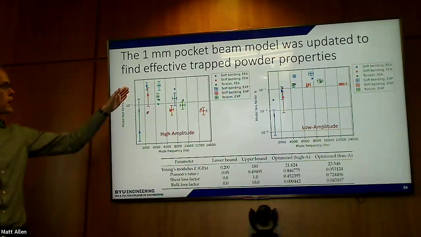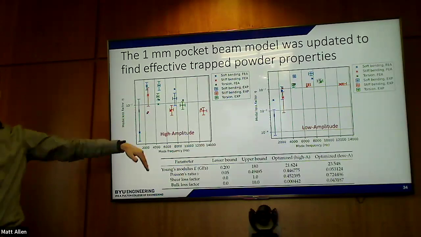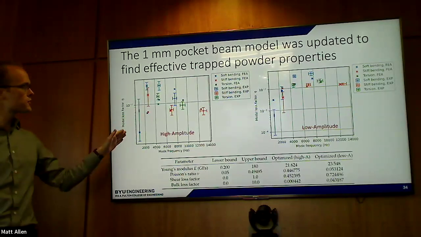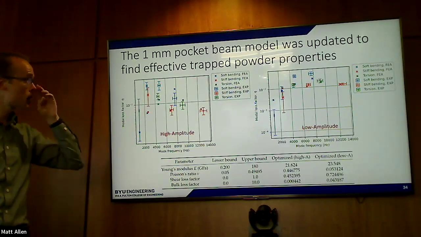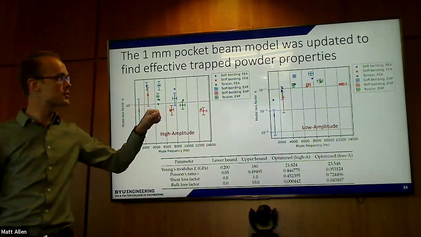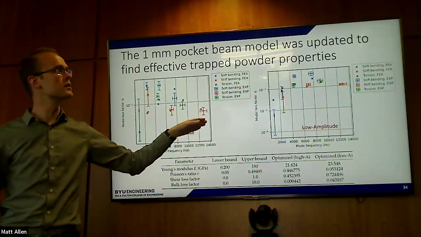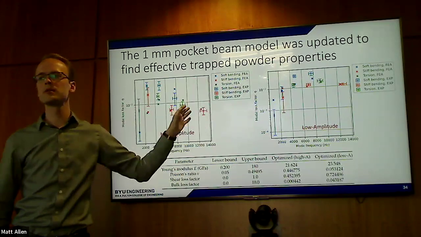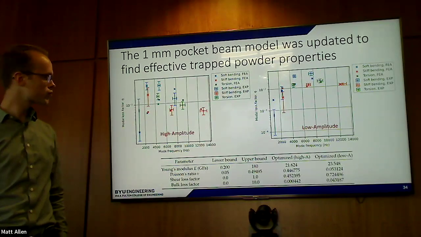In experiment, however, sometimes we saw something like this, where the second or third mode had more and then the fourth had less. So that's a discrepancy that this particular model is not going to be able to capture. Note, however, at low amplitude that experimentally we did see a strictly increasing trend with respect to mode number, and the agreement is better at low amplitude.